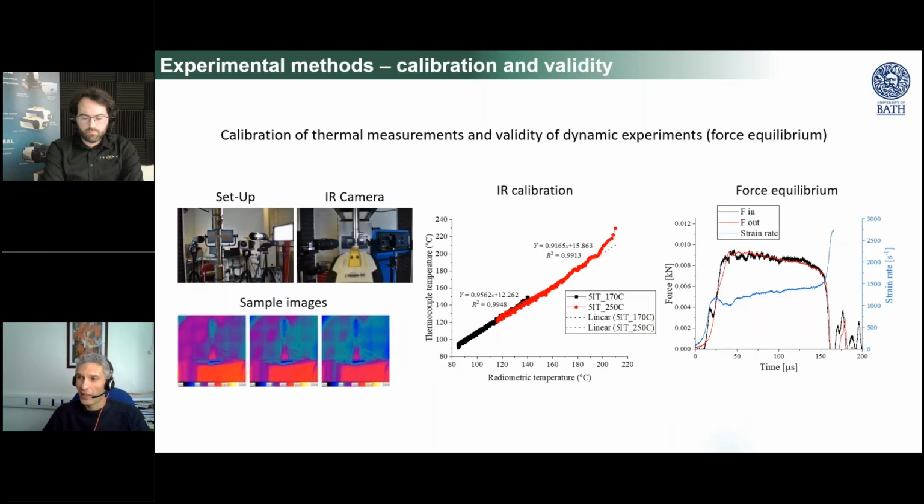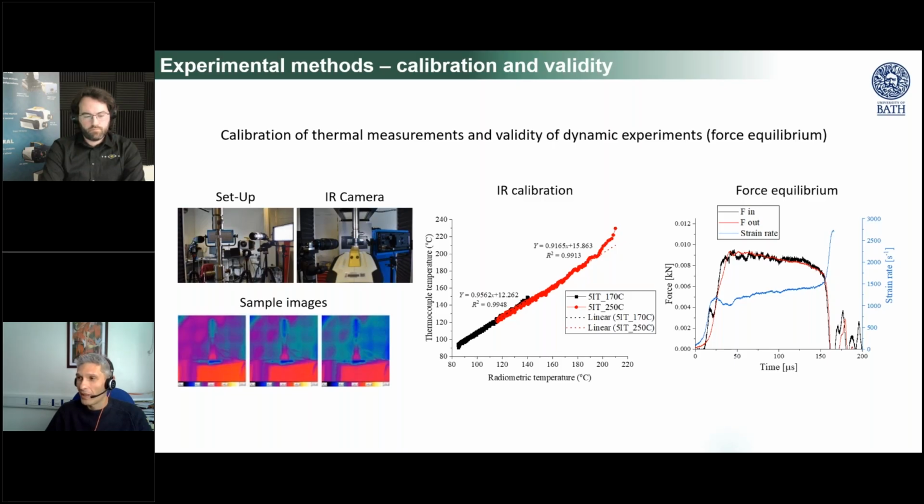Before we conduct the experiments, of course, we conduct a calibration with known temperatures, using calibrated thermocouples in the range of temperature we are expecting to measure with the infrared camera, so that we could calibrate the emissivity of the instrument and trust the measurements we were going to conduct.